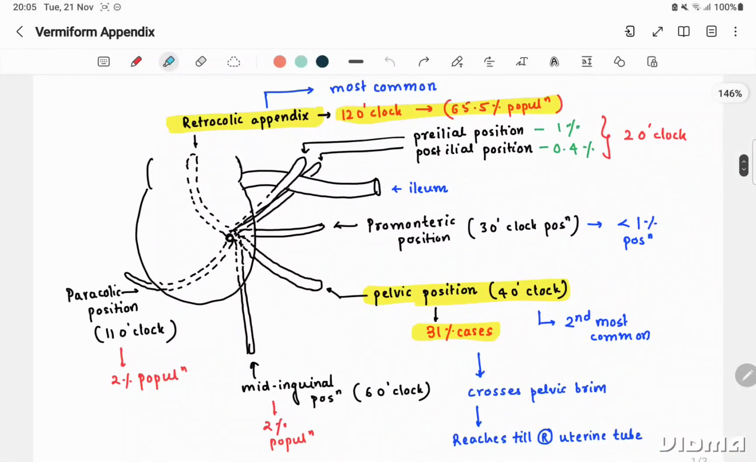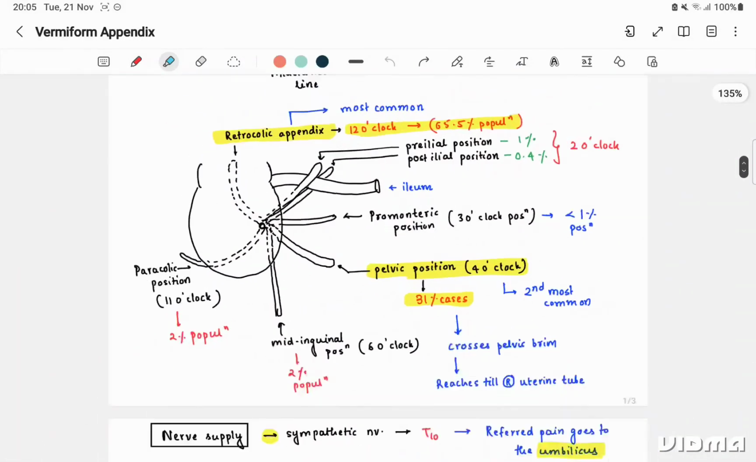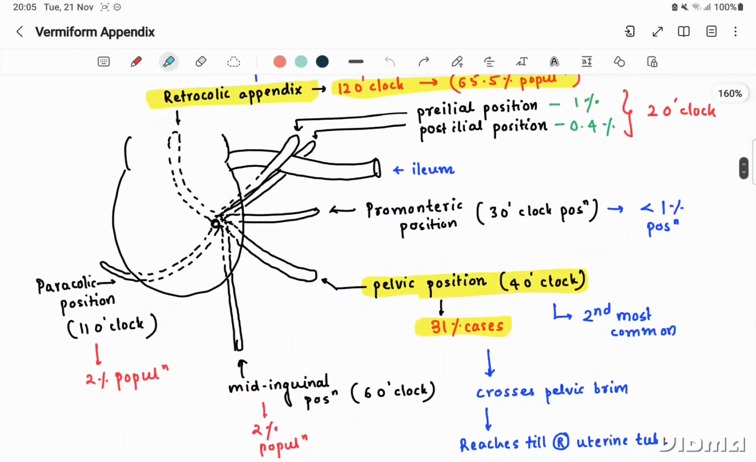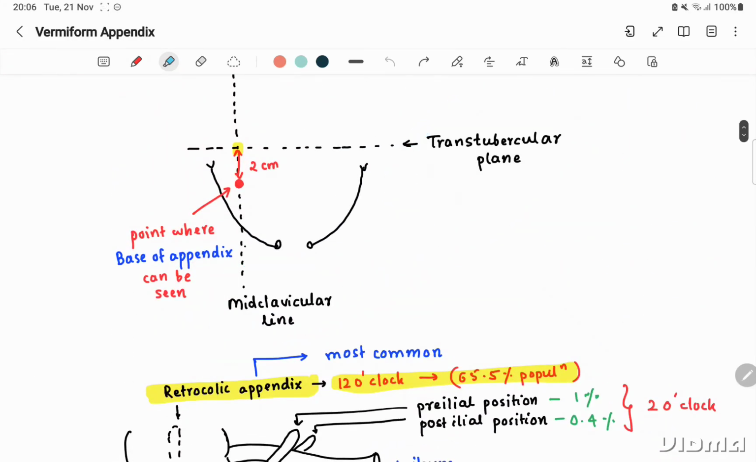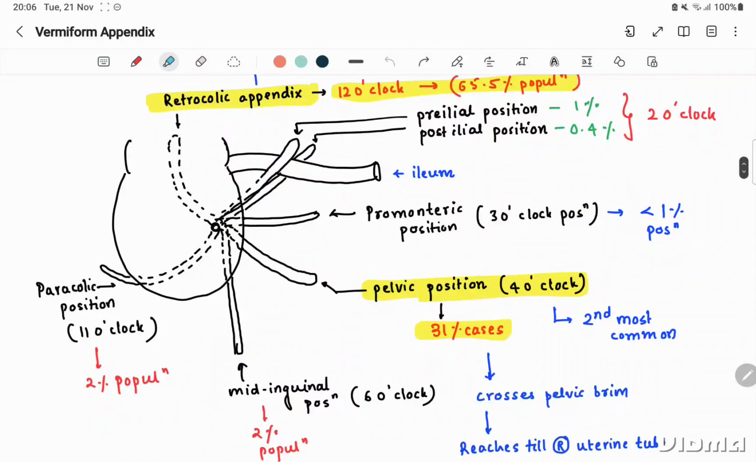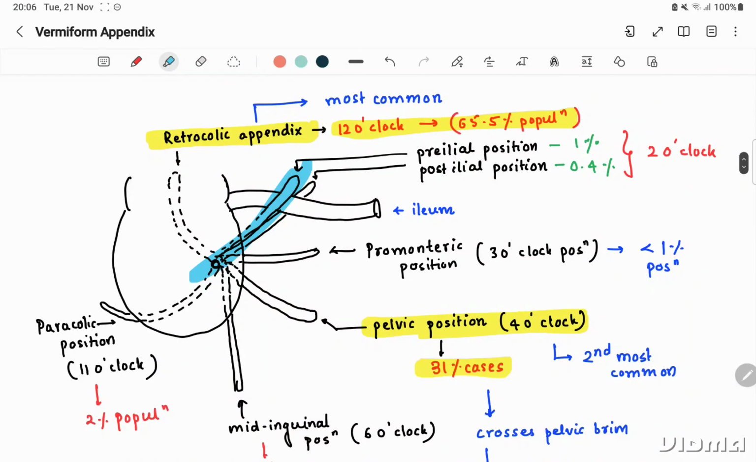Let's discuss in which positions the appendix is commonly present. So let's see that this is a cecum and this is your terminal ileum. So the appendix may be present. This is a base which is present 2 cm distally from the intersection point between the mid clavicular line and the transtubercular plane. The appendix may be present pre-ileally, that is in the pre-ileal position before the ileum, or it may be present post-ileally.